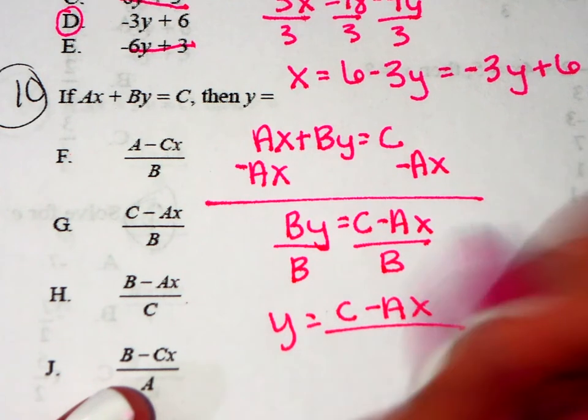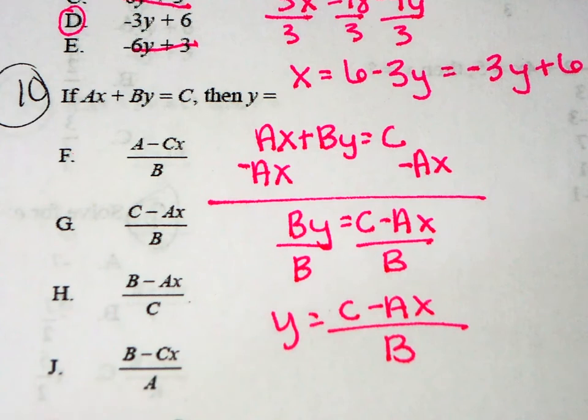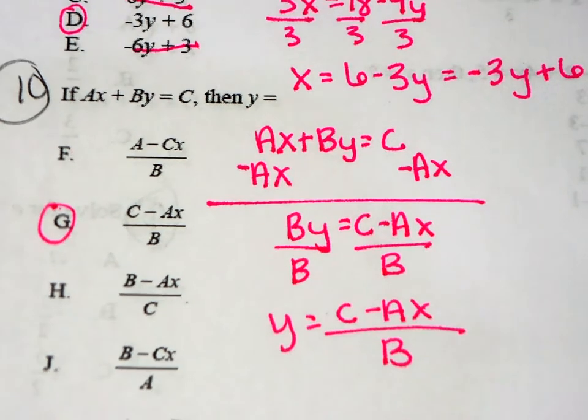So y equals c minus ax all over b, which, looking at my answer choices, is option G. Just isolating a variable. We're just using algebraic properties to solve for a missing piece. All right, let's hop to the back. Get a new piece of paper because these pens like to bleed through.